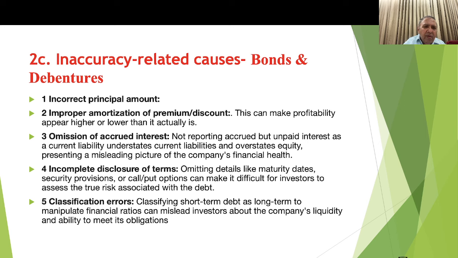One is the incorrect principal amount. Number 2, improper amortization of premium and discounts. This can make profitability appear higher or lower than it actually is.